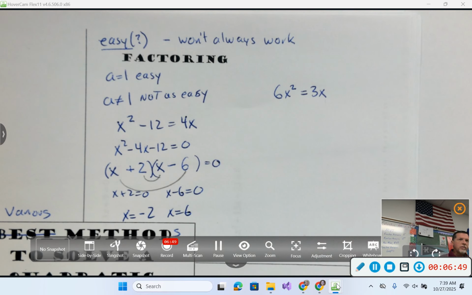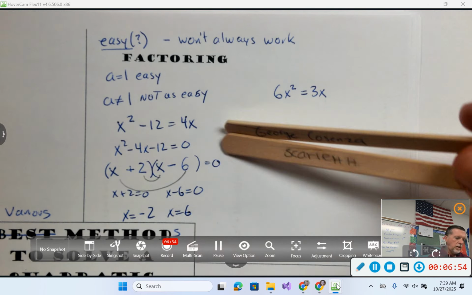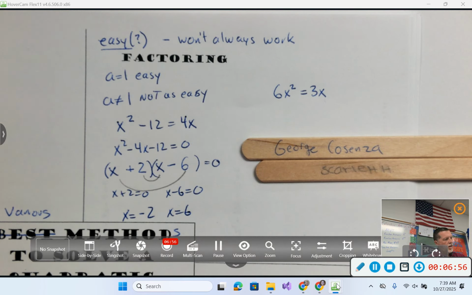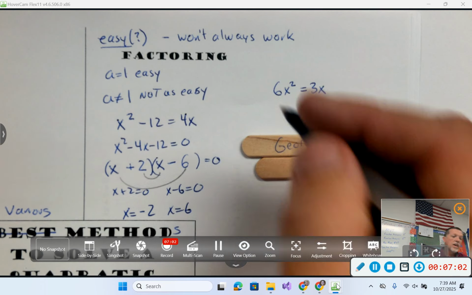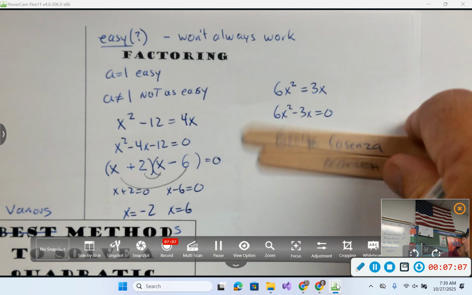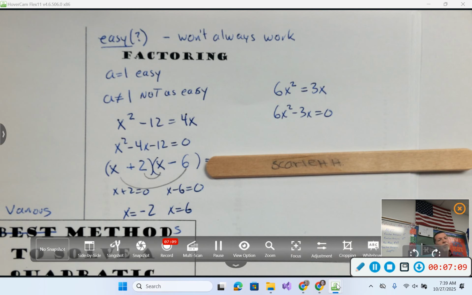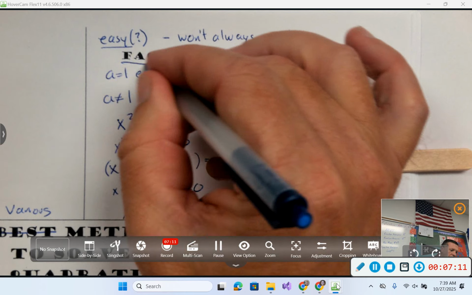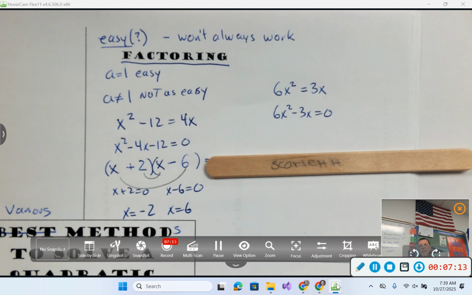6x squared equals 3x. George, what do you want to do first on that one? Move the 3x. Good. Let's move the 3x over. Scarlett, we're in the factoring section here. So how do I factor 6x squared minus 3x? This is the easy kind of factoring that people forget to look for.